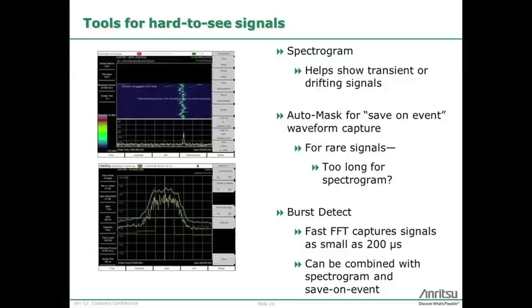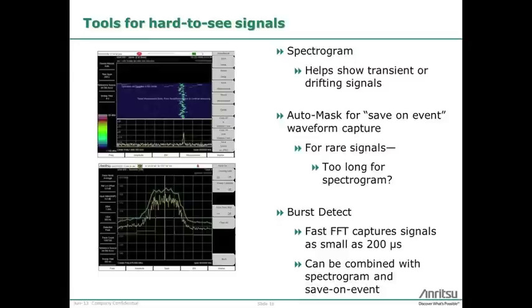Another tool is called Save on Event, where we can do a mask of a signal we're expecting using a feature called Auto Mask. And then when the amplitude of the signal exceeds or goes below even that mask, we can automatically record that on mass media. So that's particularly good for rare signals. Maybe something that's too long a time for a spectrogram, over many, many days, for example. Or you just want to compress things rather than having to wade through a bunch of parts of the signal that you don't really care about.